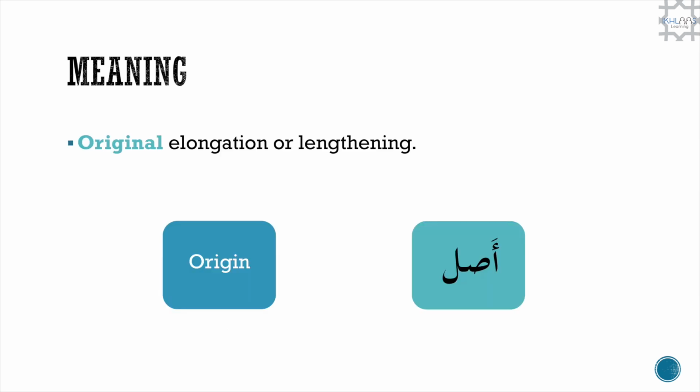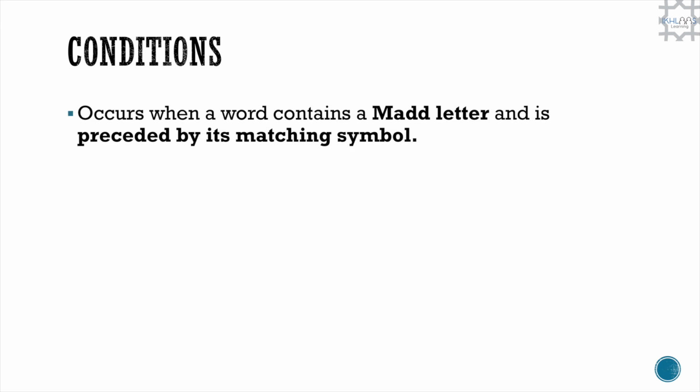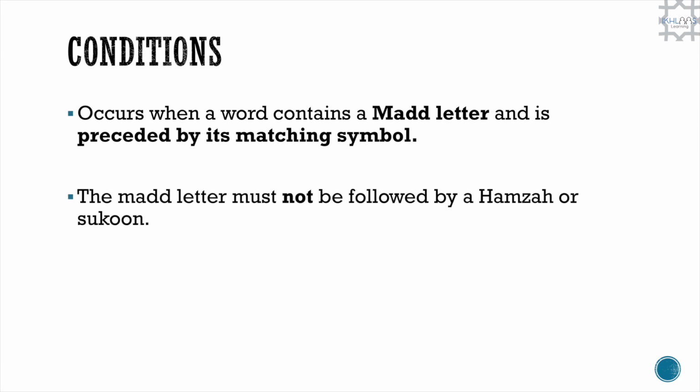Mad Asli actually means original elongation or lengthening. It comes from the word asl, which means origin. The condition for this mad is when a word contains a mad letter and is preceded by its matching symbol. The mad letter must not be followed by a hamza or sukoon, and it has to be elongated for 2 counts.